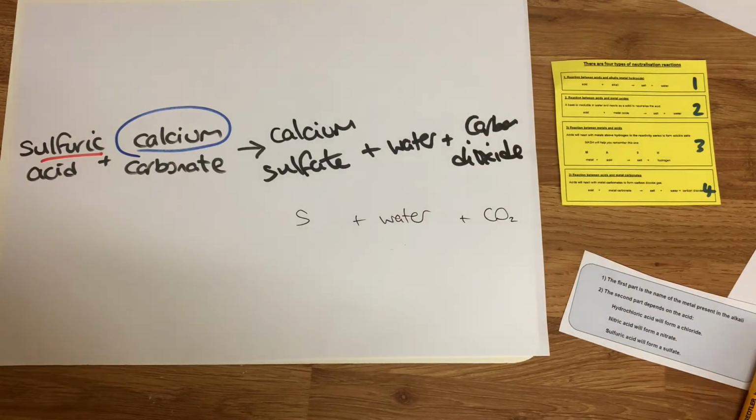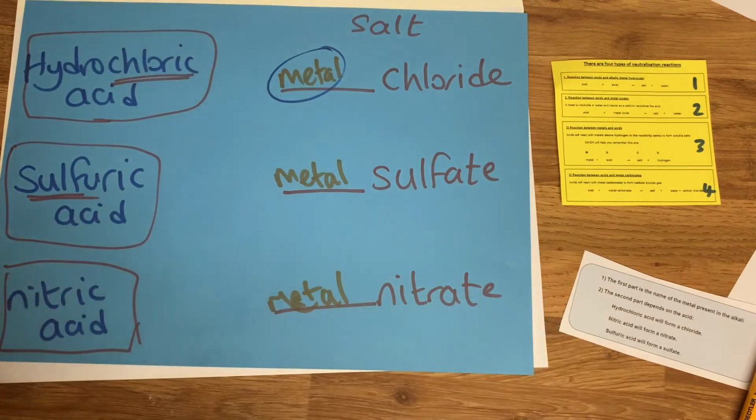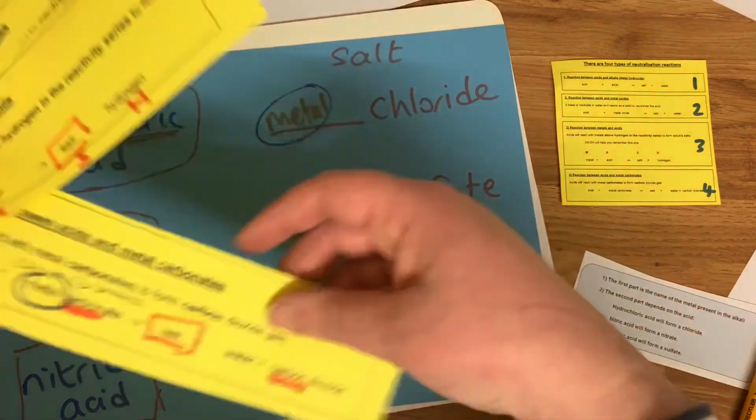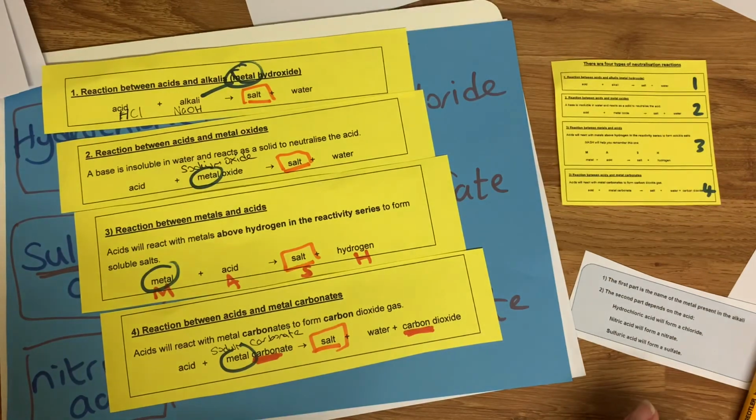Okay, so hopefully you've understood those. The main thing is how we name our salts and then figuring out whether they're equation 1, 2, 3 or 4. That would be the other important thing in this video. So if you're stuck on anything, just rewind it and have another watch and send me a message if you have any questions.